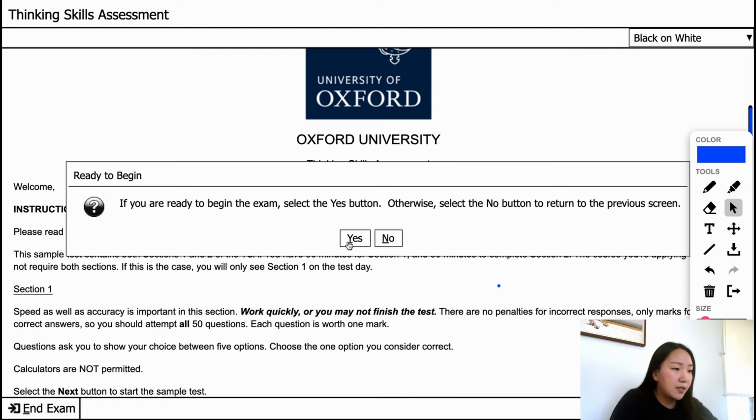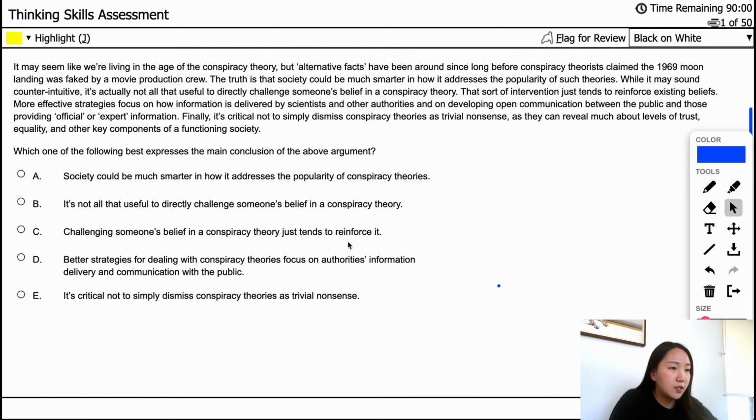It asks you if you're ready. Select yes. Obviously, we can just begin. They have a little highlight section over here, so we'll test that out as well. I think they do give you some paper to maybe have in front of you if you ask for it, and you definitely should, especially for these problem solving ones. I don't know how you do it without it.